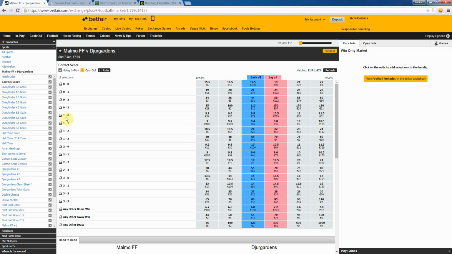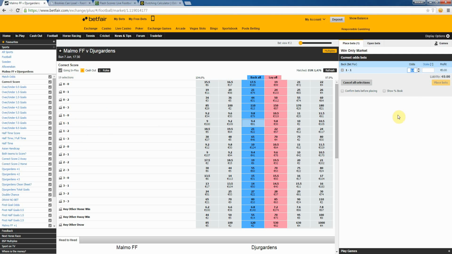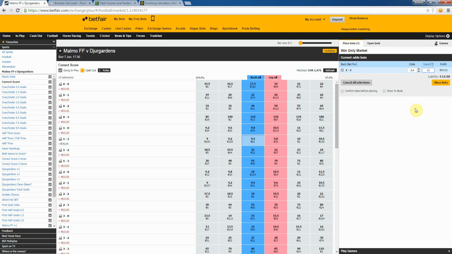So if before the game I would say that this one will end 1-0 and the price offered is 9.4, and I would go 10 euros for that. So I went with 1-1, but that's fine. So 1-1, 9.4, so it's 78.54.